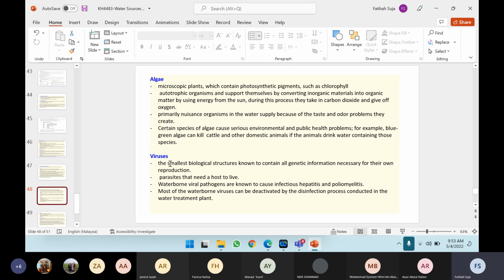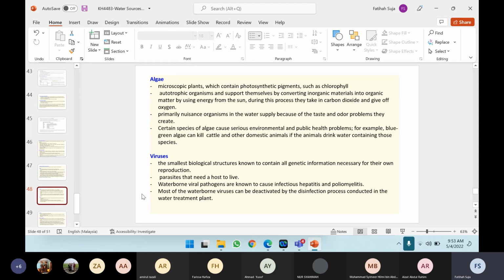The algae and viruses, the smallest biological structures known to contain all genetic information necessary for their own reproduction. Parasites that need a host to live. So viruses, like our present pandemic. What is that? Now, due to the viruses and not bacteria.